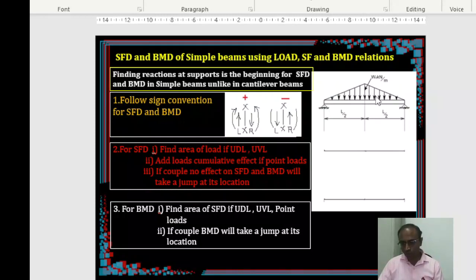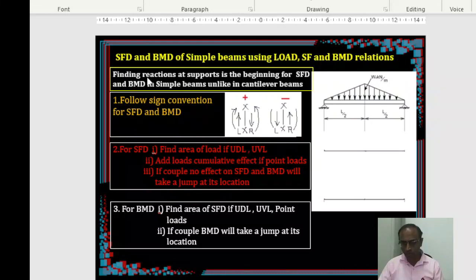For this kind of loading, we will try to construct the shear force and bending moment diagram using the concept of relations between the loading and shear force, as well as shear force and bending moment relationships, which we have discussed, right? So in this process, the first requirement is you have to find the support reactions. So I am not going into much detail on the determination of support reactions, which we have already discussed in a separate session. So we can refer to that.